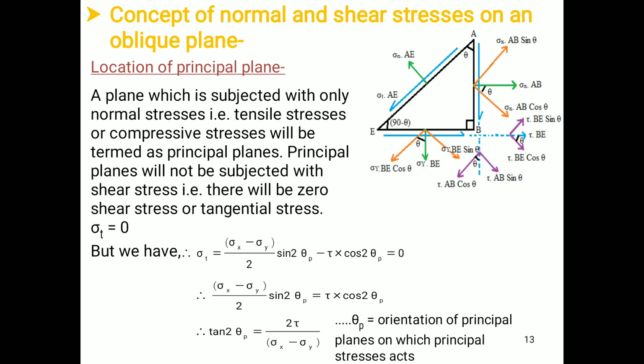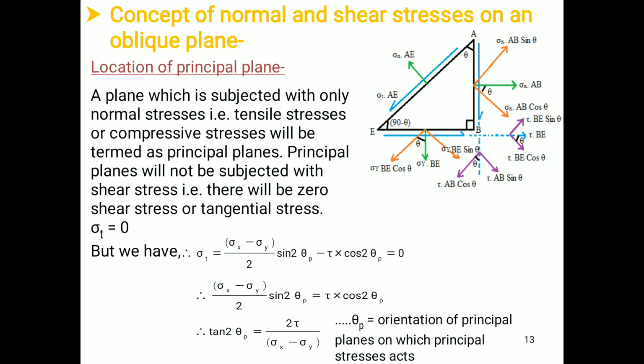Here theta p is the orientation of the principal plane on which principal stresses are going to act. If you calculate the value of 2 theta p from this equation, we will have tan inverse of 2 tau upon sigma x minus sigma y. That will be the value of 2 theta p. Whatever answer we get, if I divide it by 2, then we will get the value of theta p only, and that will be the orientation of the principal plane.